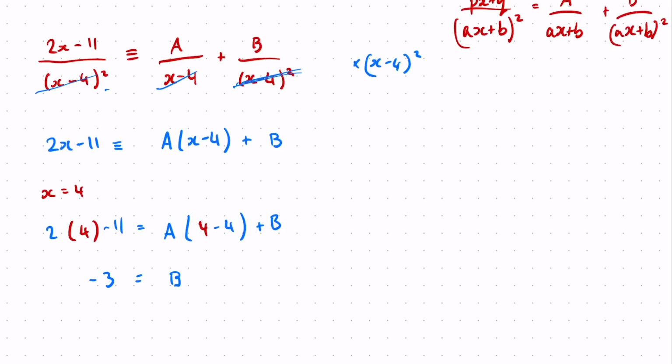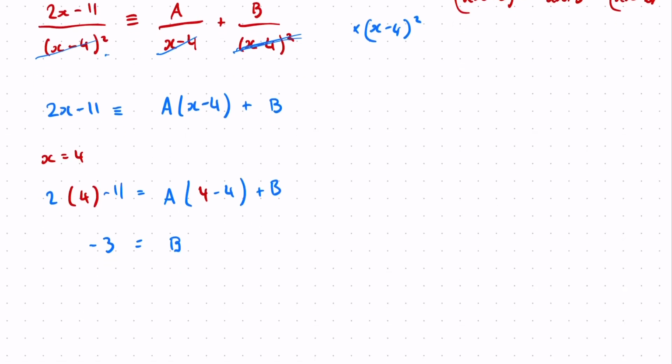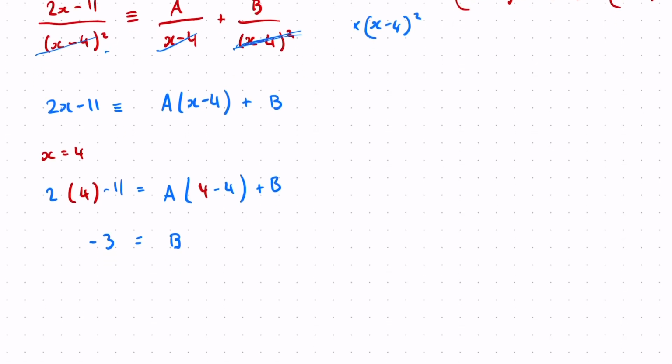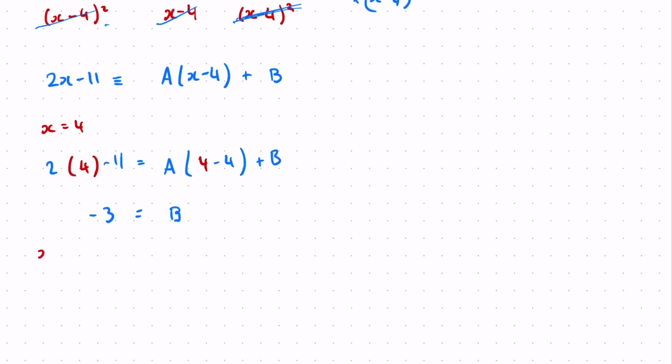I can use this to help me find out my A value by substituting in just any value for x and the value that I've got for B. So because I can't eliminate my B like I did a second ago with my other method, all I'm going to do is choose any value for x, let's say 0, because 0 is always a nice way of getting rid of some terms. So I'm going to say x equals 0. And I'm also going to use B is minus 3 to help me solve this.